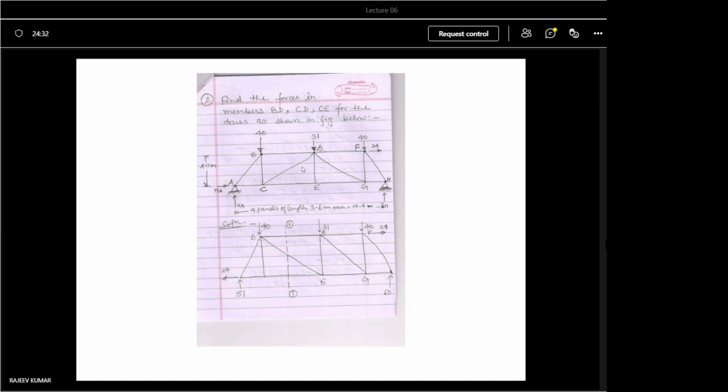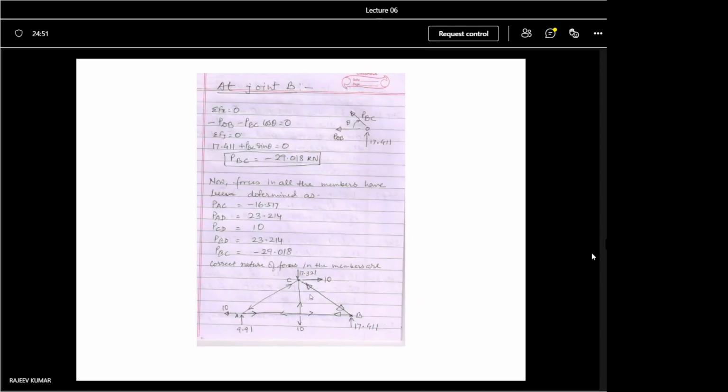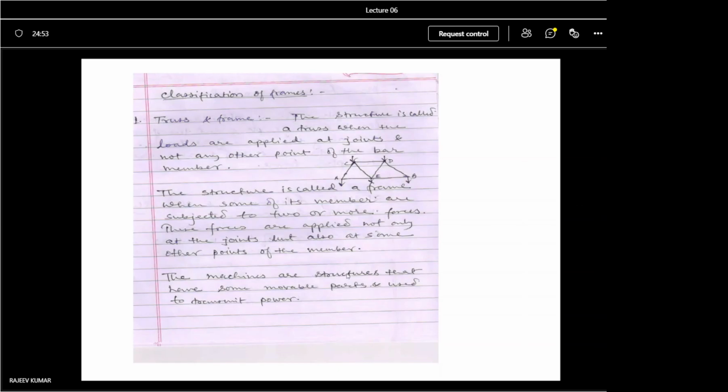Just imagine a bridge, and in the airport you have seen the roof; in any structure, in any industry, the roofs you are giving, that is a truss. Is it clear to you? Yes, sir. This is the simple truss I have discussed.